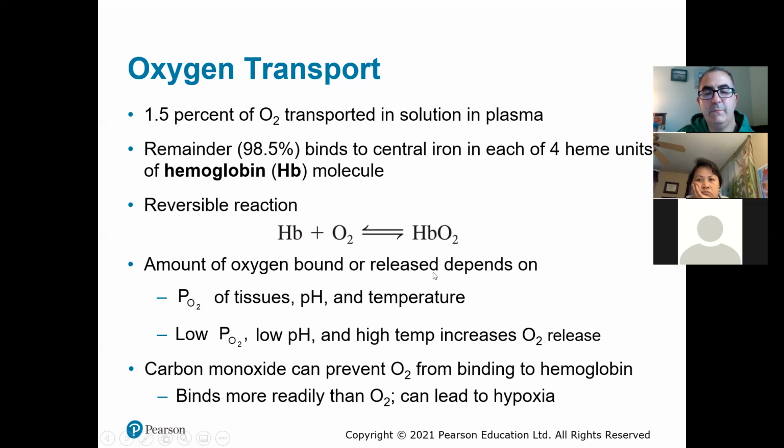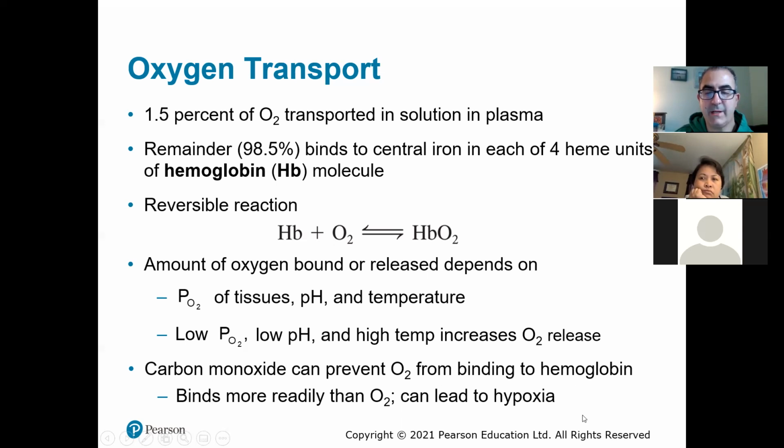The amount of oxygen bound or released depends on the amount of oxygen in the tissues, the pH, and the temperature. So if you have low oxygen, low pH, or high temperatures, you're going to release more oxygen. It makes sense. If you don't have enough oxygen around in the tissues, your blood's going to release more oxygen.